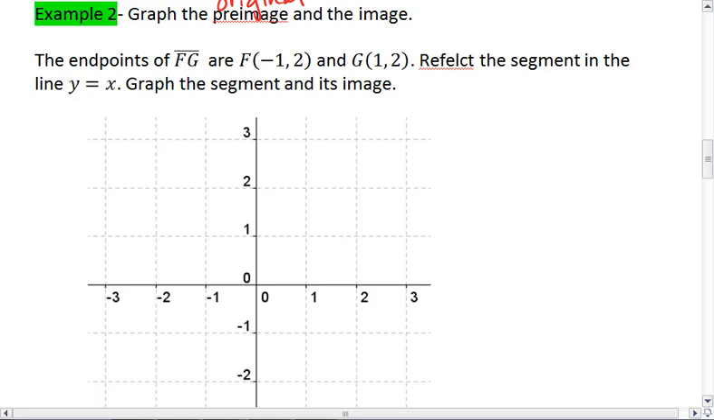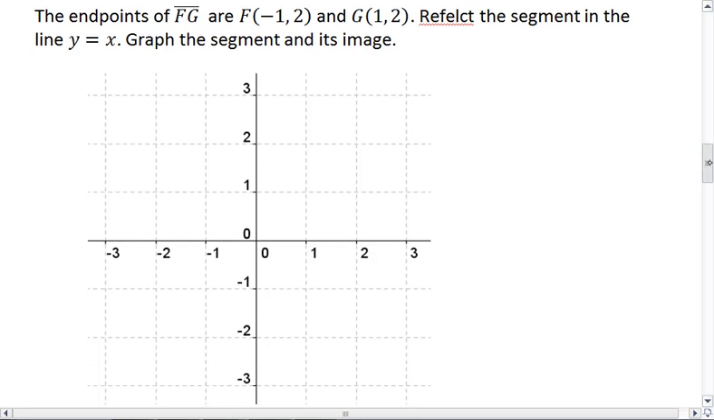You are told that the endpoints of FG are F at -1, 2 and G at 1, 2. I want you to reflect, sorry, that was a slight typo, the segment in the line y equals x. Graph the segment and its image.